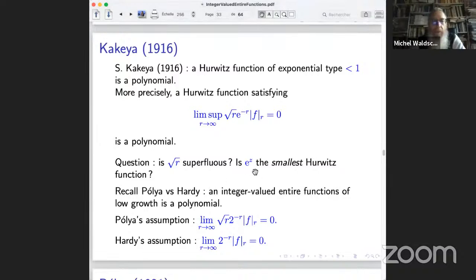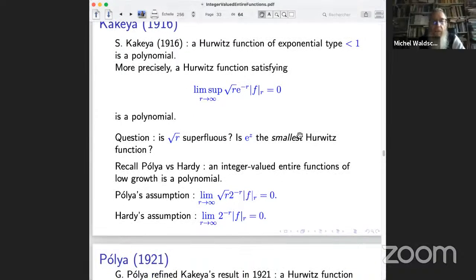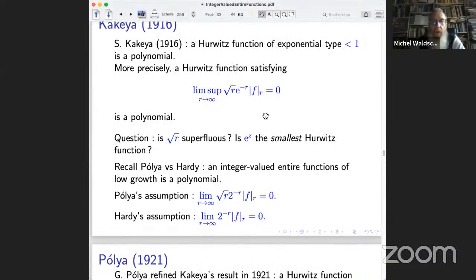You see, if you remember, there was a square root of r in the Polya assumption, and this square root of r was removed by Hardy. And so it is rather natural to ask, is this square root of r superfluous or not? The next step on Hurwitz functions was done by Polya himself. But Polya did not remove the square root of r. What he did is to improve the assumption.